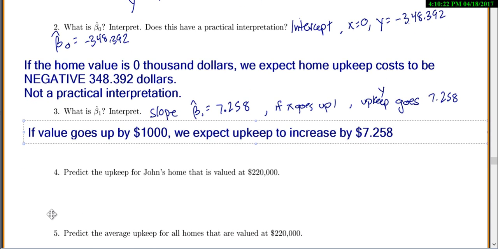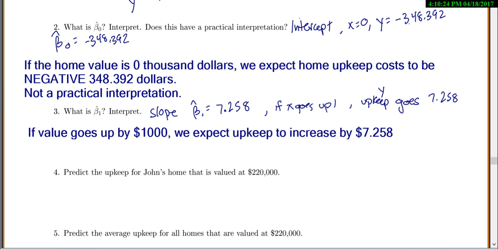Now 4, predict the upkeep for John's home, which is valued at $220,000. First of all, x is in thousands of dollars, so x is actually just 220. And that's one of the things that I see people mess up on the most, is they forget to change their units. So y hat again is 7.258x minus 348.392. So let's just plug in x equals 220.